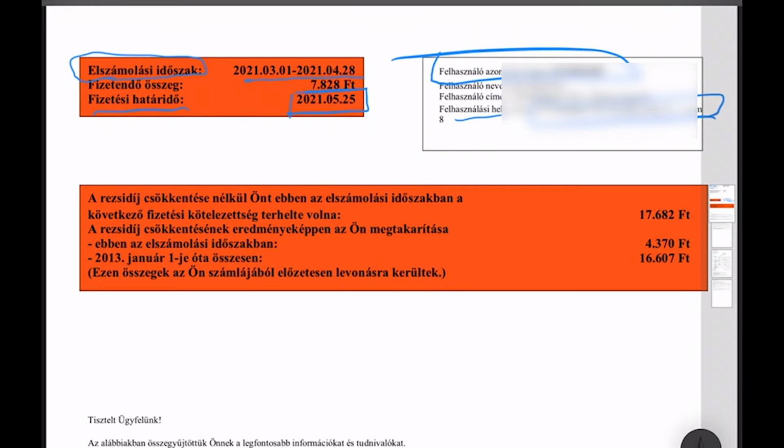The second part highlighted here is not really important. It's just saying that this is how much I should have paid, but there's been some reduction, and that's why I don't need to pay this. And then the last part is, since this date on, I have paid this much.